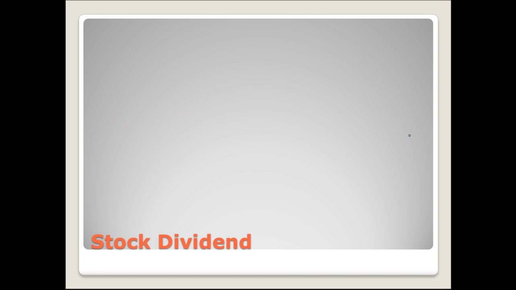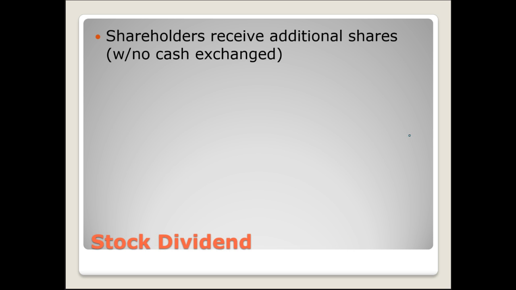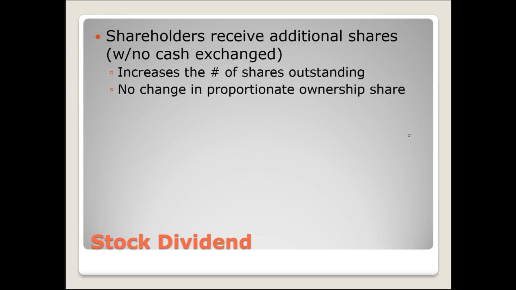Now, we said there's another way to pay dividends, and that's with non-cash assets or with shares of additional stock. Stock dividends are opportunities for companies to give value to their shareholders without actually exchanging any cash. They give their shareholders additional shares, but there's no cash exchanged. This will increase the number of shares outstanding. However, there will be no change in any one shareholder's proportionate ownership share.